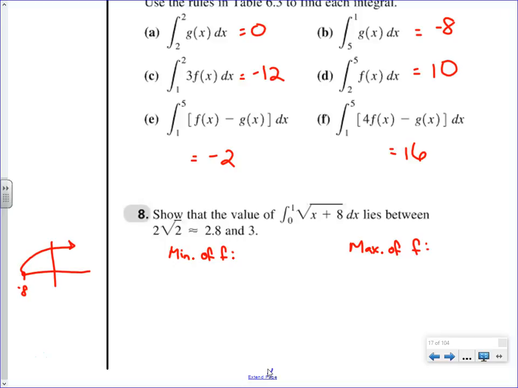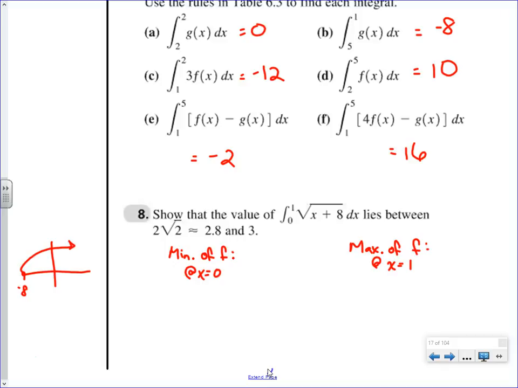On the interval 0 to 1. So the min is going to be negative 8? Well, thinking about the bounds though, f of 0 would be 2 root 2. So the min is going to be the first point, right? Because that's the lowest if it's strictly increasing. And the max is going to be at the last point, right? Because that's going to be the highest it goes.